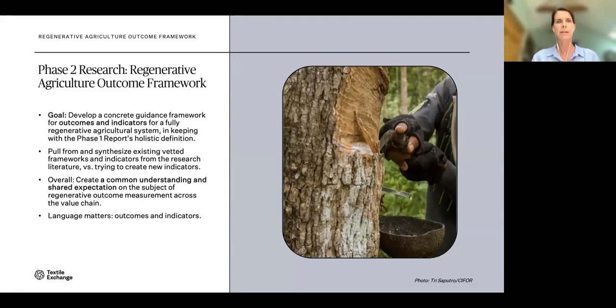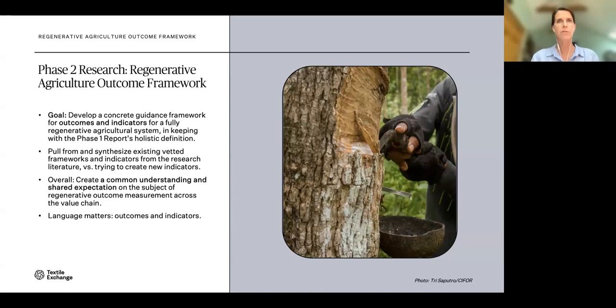So just to pick up on what Beth said, our goal in this second phase was to develop a concrete guidance framework for outcomes and indicators for a fully regenerative agricultural system. And that's in keeping with the definition from the phase one report, which really emphasized the indigenous roots of regenerative agriculture and the need to take a holistic view that incorporates socioeconomic and livelihoods elements, as well as ecological health elements. We aim to pull from and synthesize existing vetted frameworks, as opposed to starting from scratch or recreating the wheel. There has been so much work done already on this question of indicators, and so much great work to pull from, both in industry reports and the scientific literature.